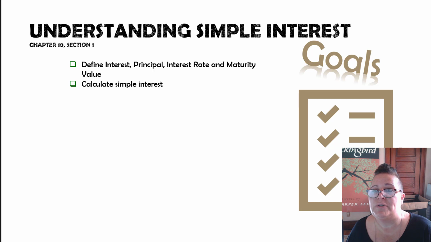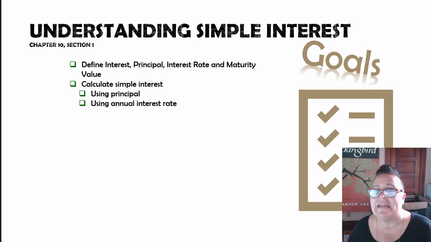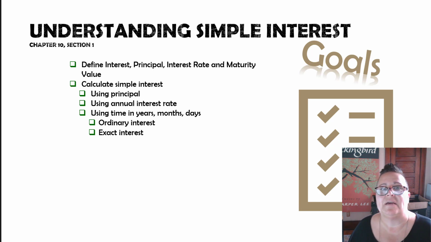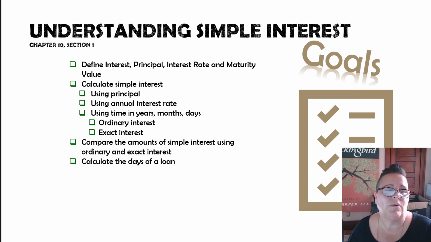With that information, you need to be able to calculate simple interest using the principal, the annual interest rate, and time as a function of years, months, and days. And specifically, there are two different types when it comes to days, both ordinary interest and exact interest. We're going to need you to compare the amounts of simple interest that you get using ordinary interest and using exact interest. And then we want you to be able to calculate the days of the loan.